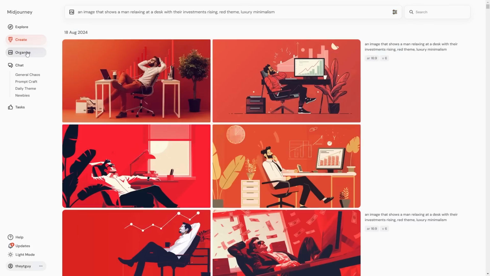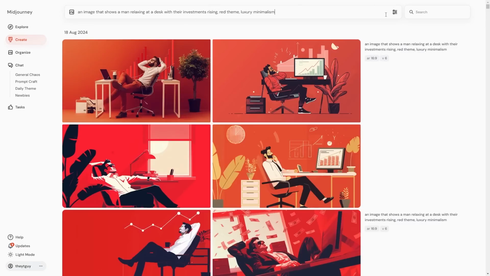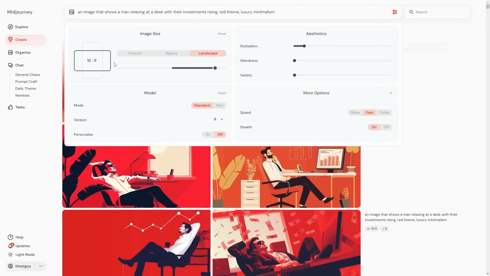You can organize your images, you can explore people's different images, you can see what they've used. And it's just 10 times easier to use Midjourney. You can swap between versions, 6.1, you can personalize it, set it to standard versus raw, up the weirdness. It's so much more useful than just using Discord, because Discord was so slow. And this one is a lot more effective at getting it to do what you really need it to do.